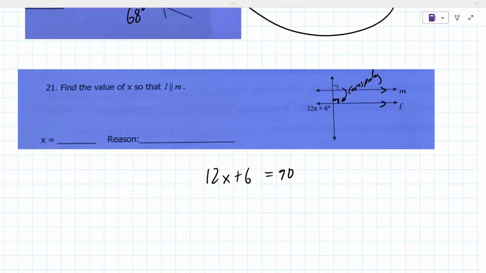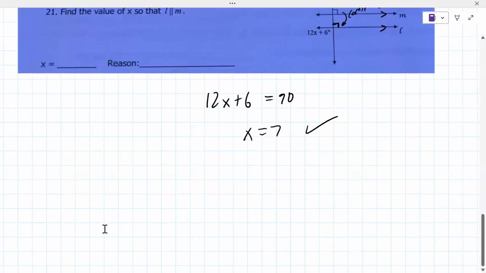Well, yeah. So wait, would that be? Oh wait, you put it equal to 90. It is equal to 90. Yes. 12x plus 6 equals 90. Minus 6 minus 6. 90 minus 6 is 84. 12x equals 84. 84 divided by 12. 7. So I agree. X equals 7, and you got it. Not too bad here.